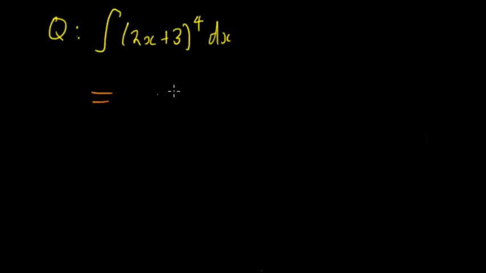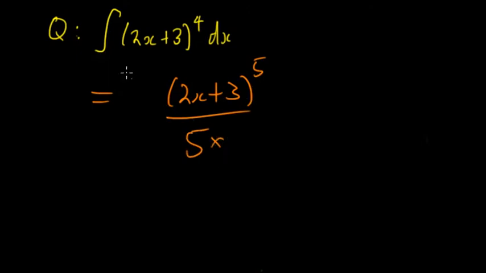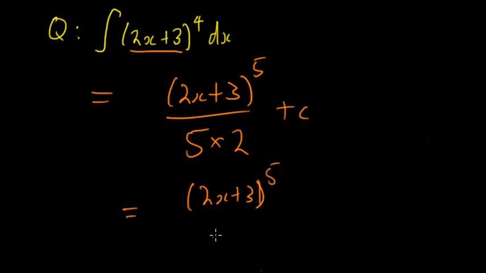So you can think about this as 2x plus 3, which you can imagine as x. So you're replacing it with a different variable. So you have 2x plus 3, and then we've increased 4 to 5. We have to divide by the new power 5. Most importantly, we have to times by the derivative of 2x plus 3, which is 2. So this is equal to, I should write the plus c at every step, 2x plus 3 to the power of 5 over 10 plus c.